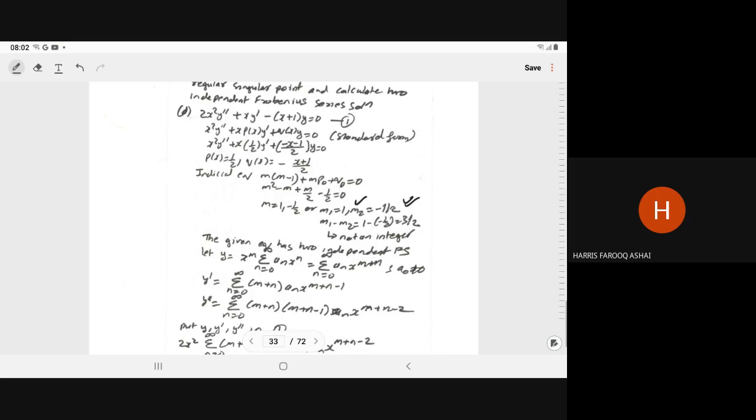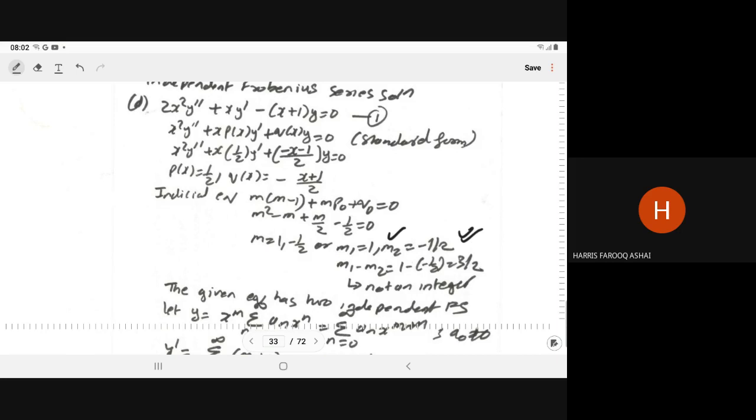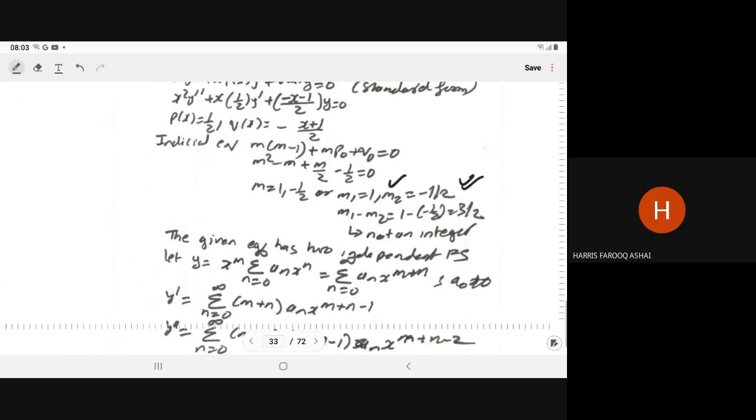So here, last time we were doing this question: 2x square y double dash plus xy dash minus x plus y is equal to 0. We computed the initial equation for this as m square minus m plus m by 2 minus 1 by 2 is 0, and we have the roots as 1 and minus half. We have seen the difference is not 0 or not an integer, because if the difference is not 0, then we have some rule. After that, we compare the coefficient of x to power m plus n.